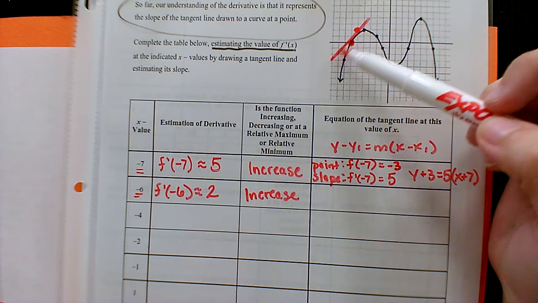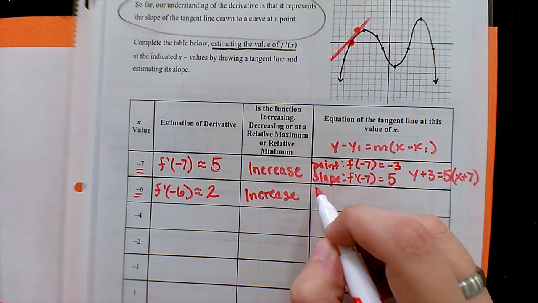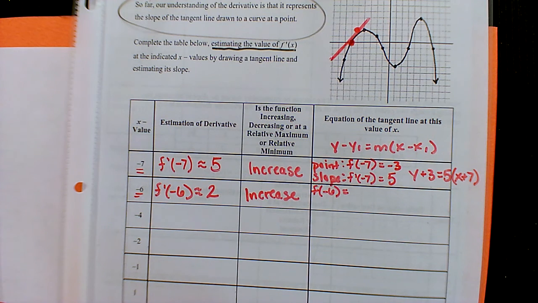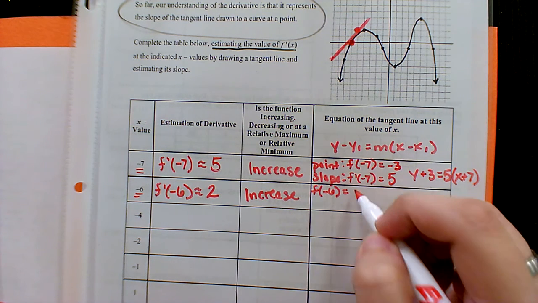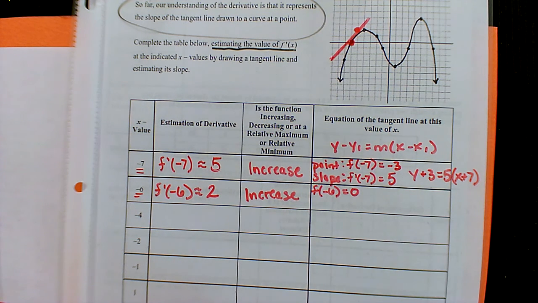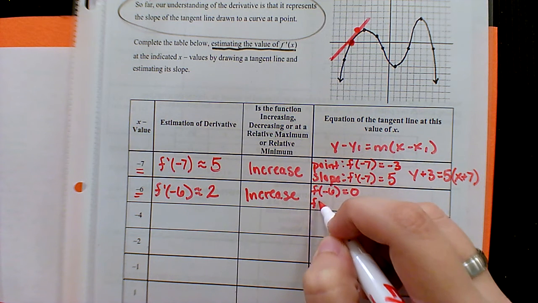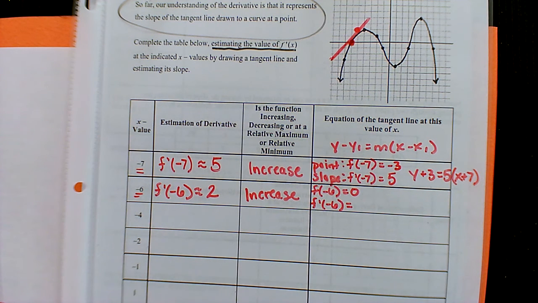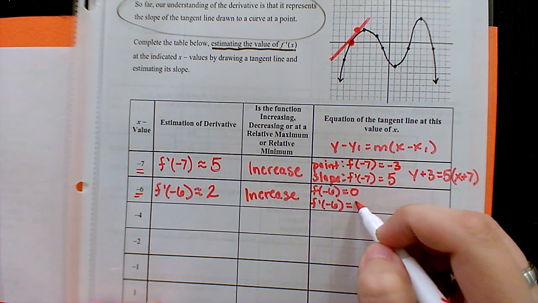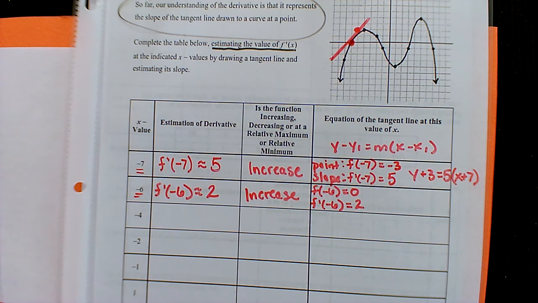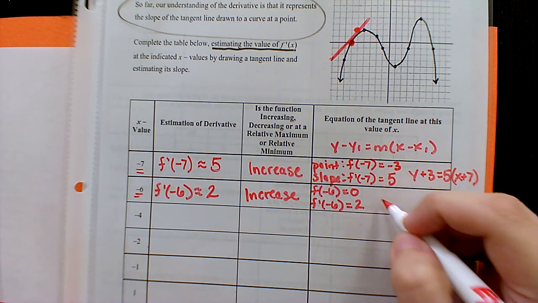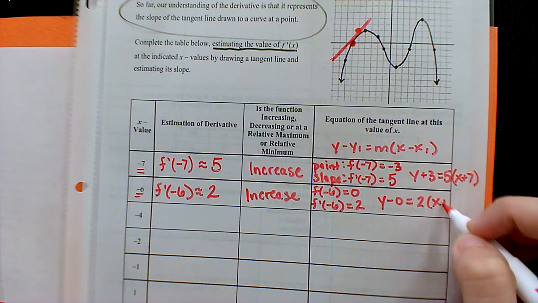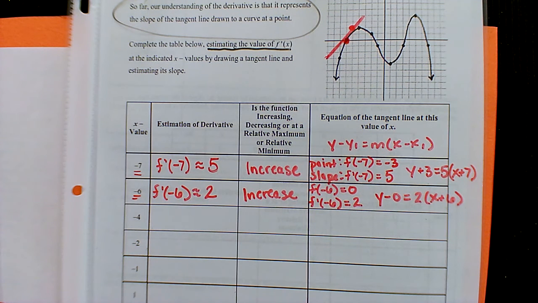Let's see if we can figure out the equation of that red tangent line. If we were to plug in -6 into the graph, the point value, aka y value, would be 0. We're on the x-axis. If we were to analyze the slope, aka derivative at that point, we said that was roughly 2. So with that point and with that slope, you can write your equation. Y minus 0 equals 2 times x plus 6.